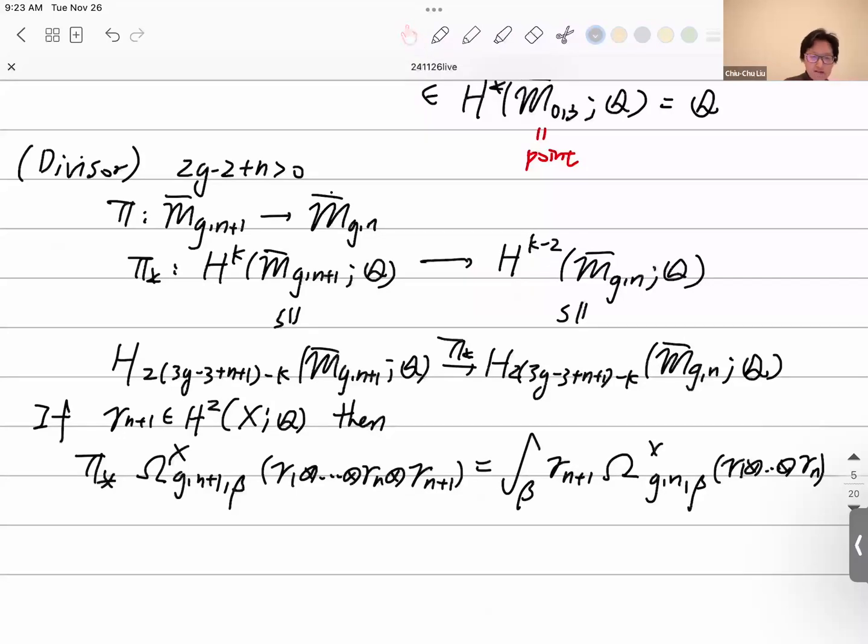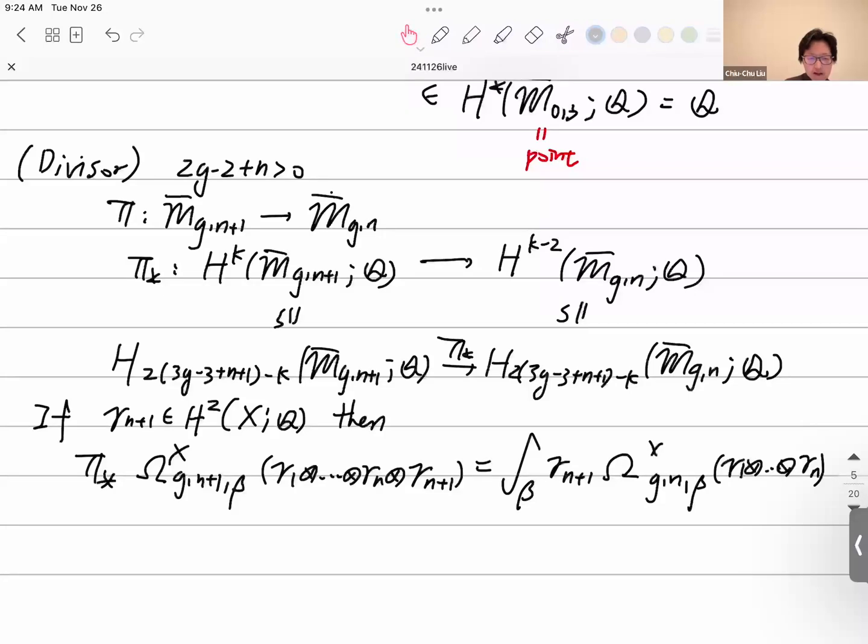Yes, so the divisor axiom says the following. Again, assuming 2g minus 2 plus n is greater than 0, we get this forgetful map given by forgetting the last marked point and possibly contracting some unstable components. There's a push forward map, because pi induces a map in homology, which preserves the degree. And using Poincare duality, we have push forward of a cohomology class, which decreases the degree by 2.